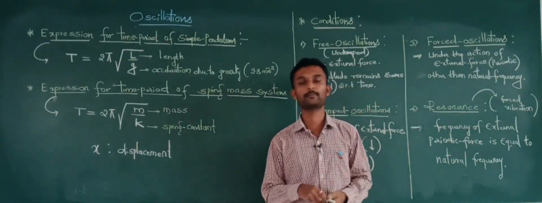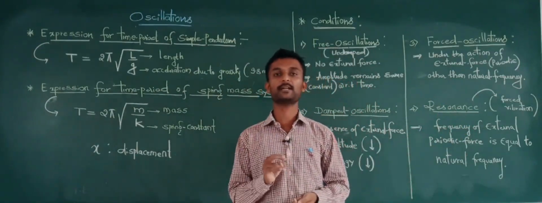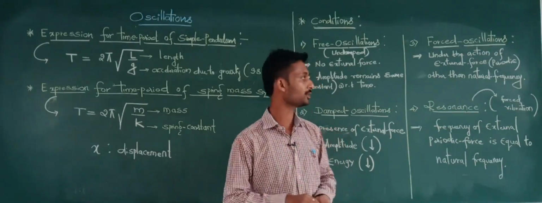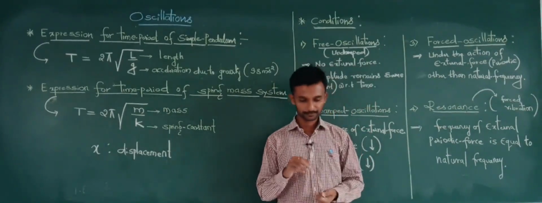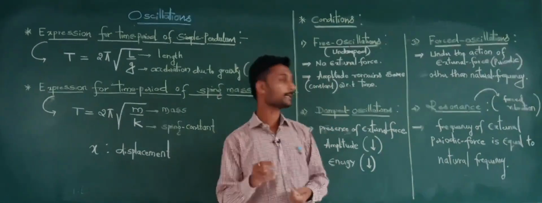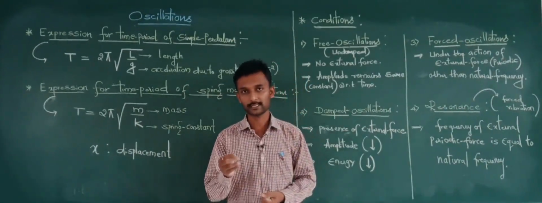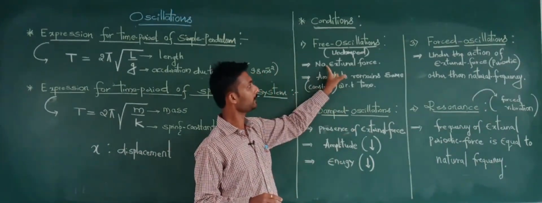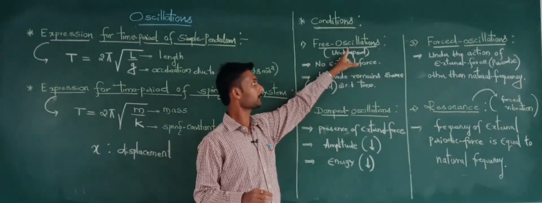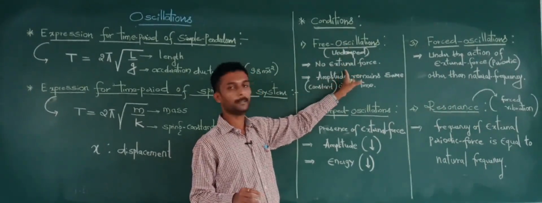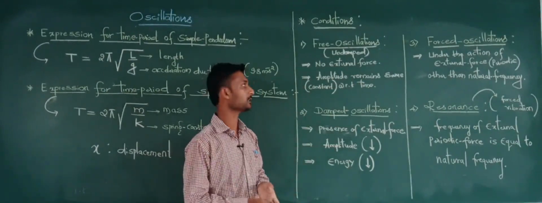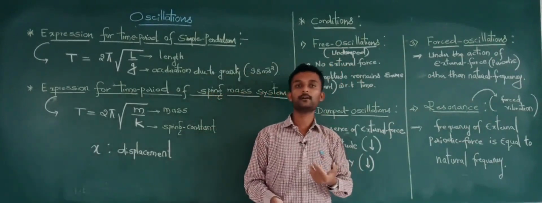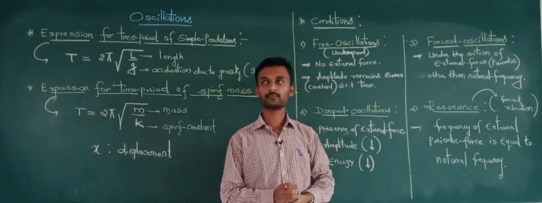So these are the four important conditions. First is undamped oscillation, second is damped oscillations, third is forced oscillations, and fourth is resonance. What happens in free or undamped oscillations? It is the type of oscillation in which there is no external force. In the absence of external force these oscillations can occur, and the amplitude remains the same or constant with respect to time.